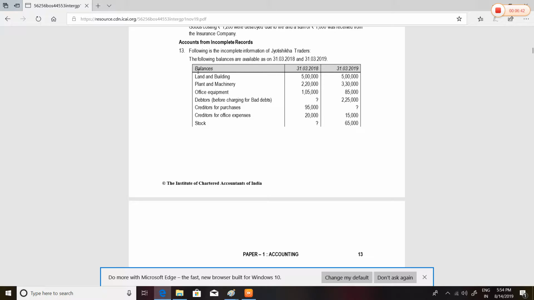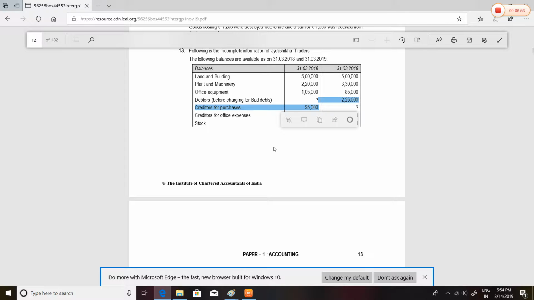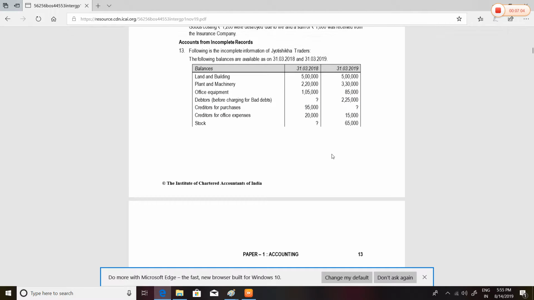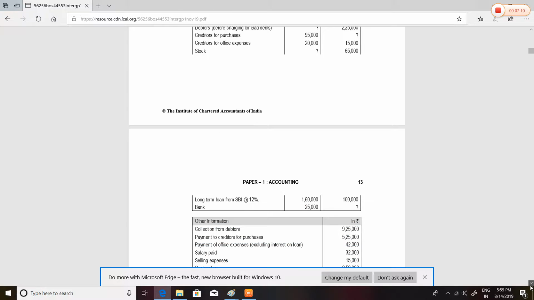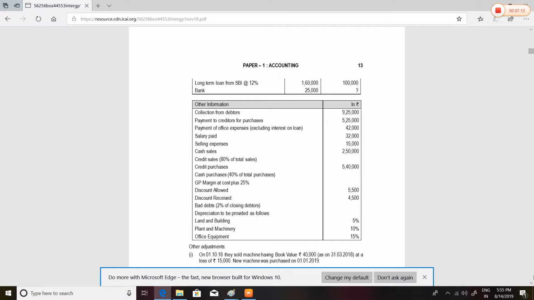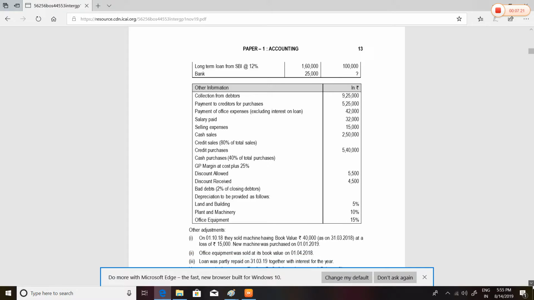We are given information of land and building, plant and machinery, office equipment, debtors, creditors. We have to calculate the opening capital, by which we have to find our closing capital. We are given the stock; opening stock we have to compute. Long-term loan from SBI at 12%, and the bank's closing balance we have to compute.